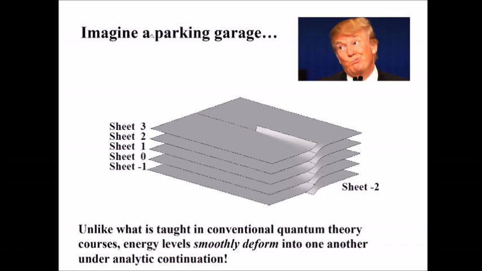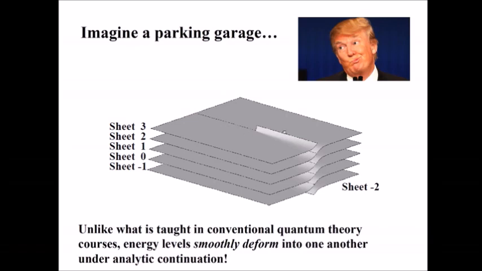All you have to do is imagine a parking garage. You drive into the parking garage and you drive around and around and around, and you go to a higher and higher level, and you notice it's smooth. There is no abrupt quantum leap from level to level. You can go smoothly from level to level to level in a parking garage, and that is what happens in quantum mechanics. Quantum mechanics looks like it's quantized in discrete energy levels, but only if you look on the real axis. So this is the real axis.